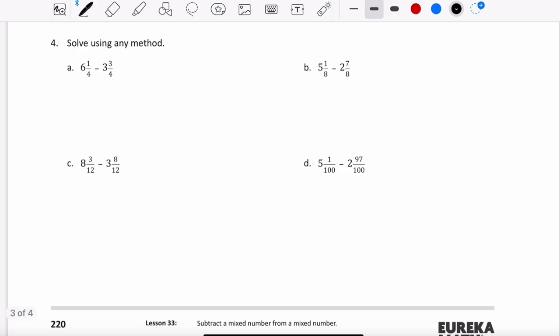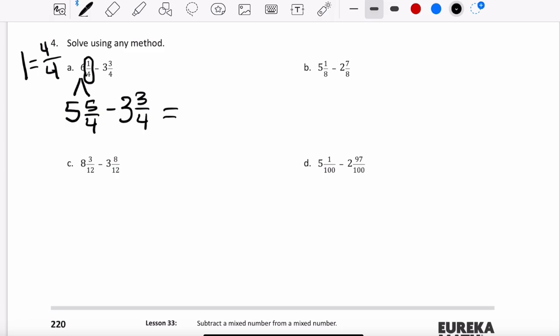Let's look at problem A on number 4. The fractions 1/4 and 3/4 we cannot subtract yet, so we're going to have to borrow from our whole. We take 1 away, which makes our 6 into a 5. The 1 we took away, we have to make into a fraction. Our denominators are 4, so we know that our fraction is 4/4. We add 4/4 to our 1/4 that we already had, and now we have 5/4.